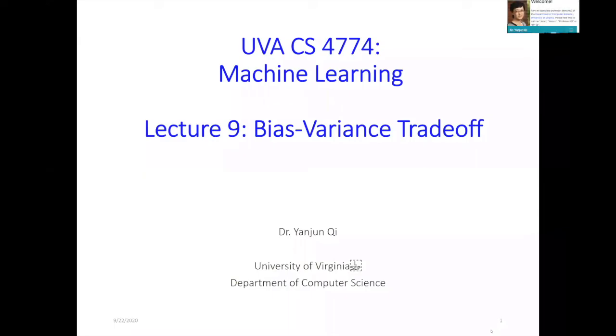Okay, so today is lecture 9, called Bias and Variance Trade-Off. This topic, like I mentioned in the beginning, is extremely important. This is the theoretical foundation of machine learning workflows.